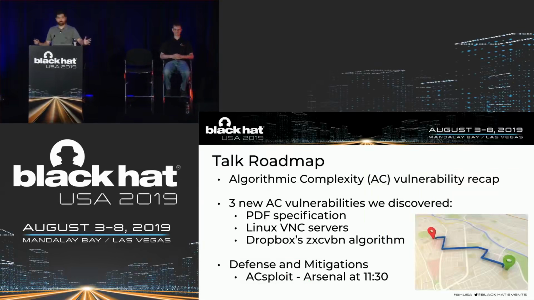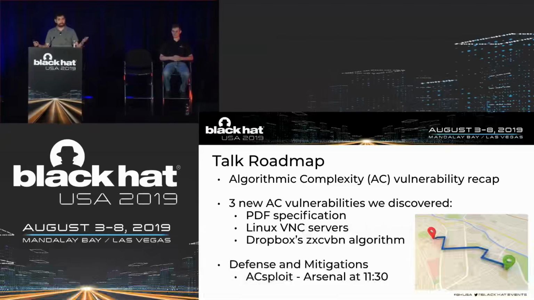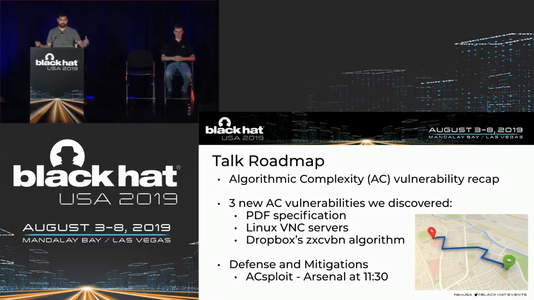Okay, so what are we going to talk about today? I'm going to start off with a recap of what algorithmic complexity vulnerabilities are, how they present themselves, and some historical examples. Then we're going to launch into three new algorithmic complexity vulnerabilities that Nathan and I discovered over the past year. Then we're going to wrap up with some defense and mitigation techniques, and introduce ACsploit, which is an open source tool we helped contribute to that we'll be presenting at Arsenal shortly after this.